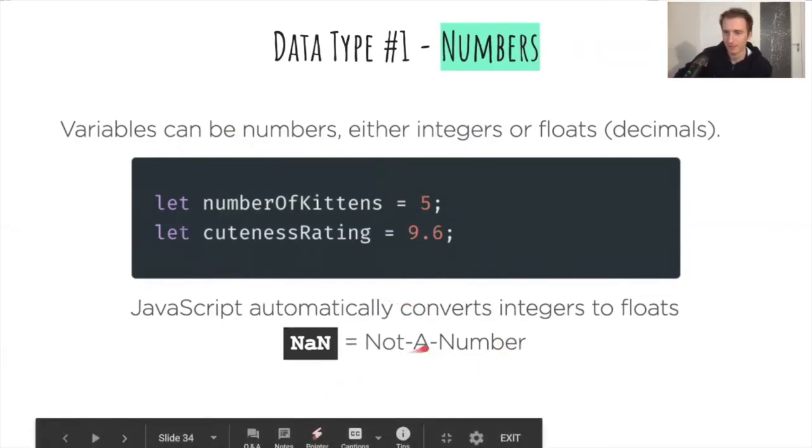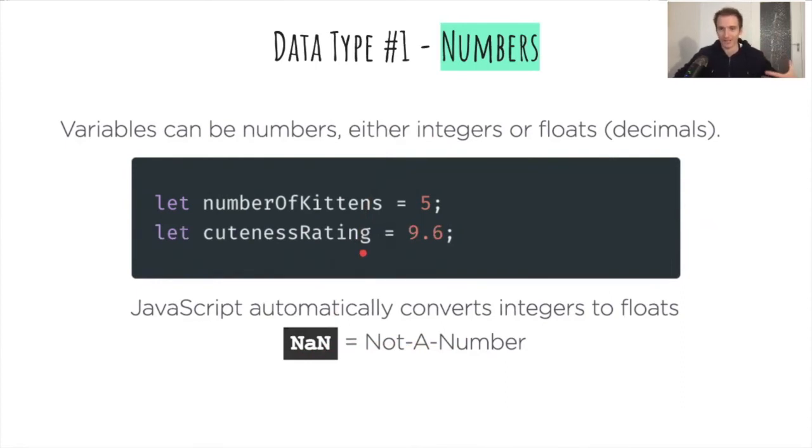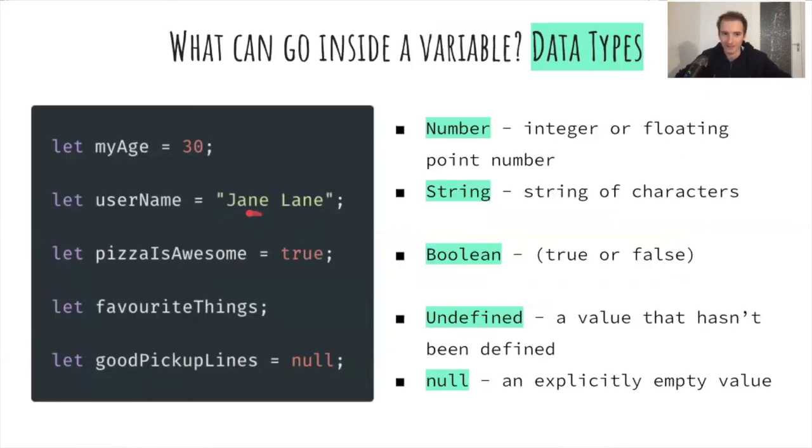There's also a subtype of numbers called not a number, NaN. Usually if you get an NaN, this basically means that something went wrong with the execution of some operation, and you did something that you're not supposed to do. So you could be minusing a string like Jane Lane from true, for example. It technically wouldn't break the program, but you would just get something called not a number as a result. You're not allowed to minus a string from a Boolean value, basically.